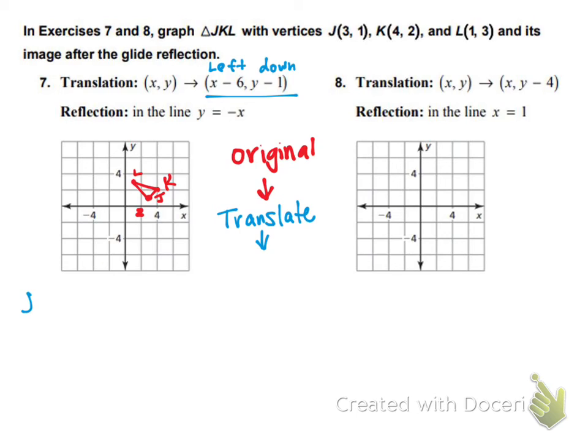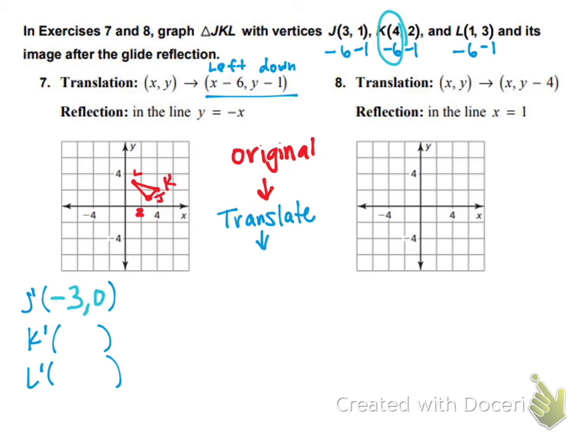So we're going to write down J prime, K prime, and L prime because we're going to reflect these points eventually. So all of these x's, we're going to subtract 6 like the rule says, and all the y's we'll subtract 1 like the rule says. So minus 6, minus 1 to all of them. So J prime, what is 3 minus 6? Negative 3. And then 1 minus 1, 0. 4 minus 6, negative 2. And then 2 minus 1.